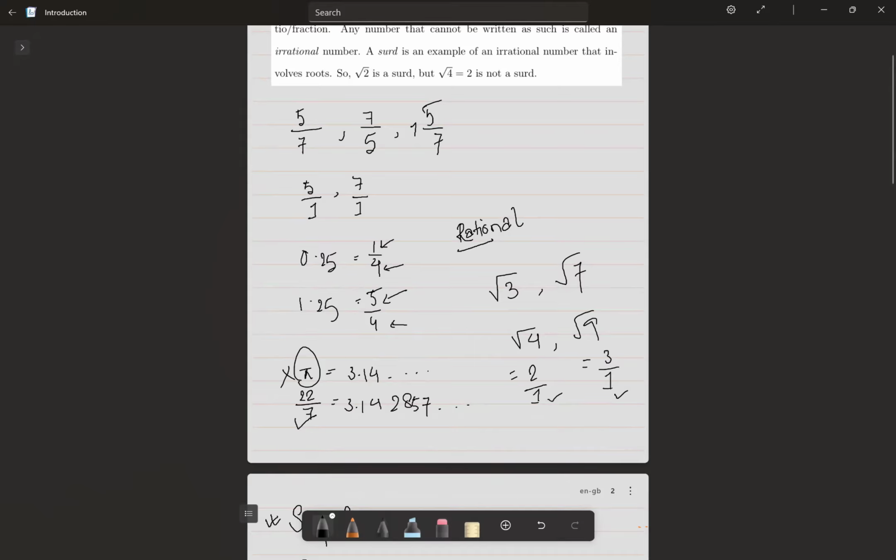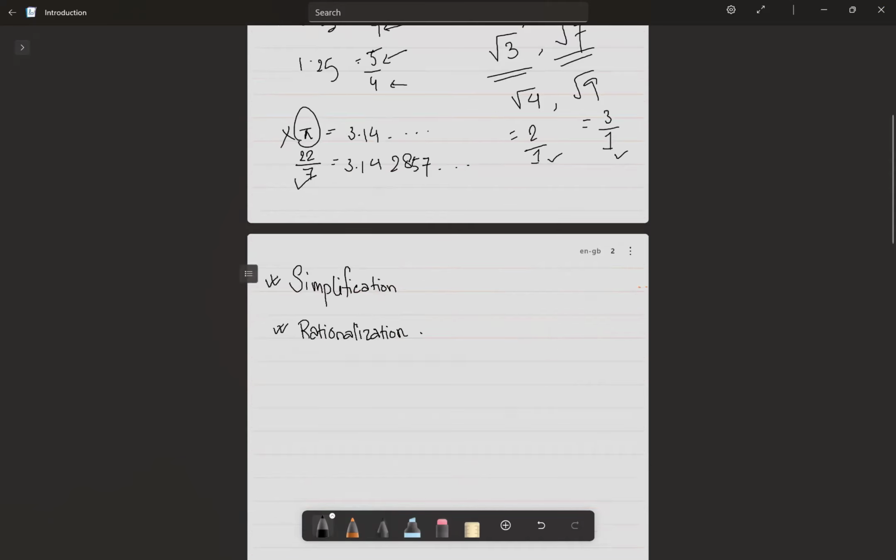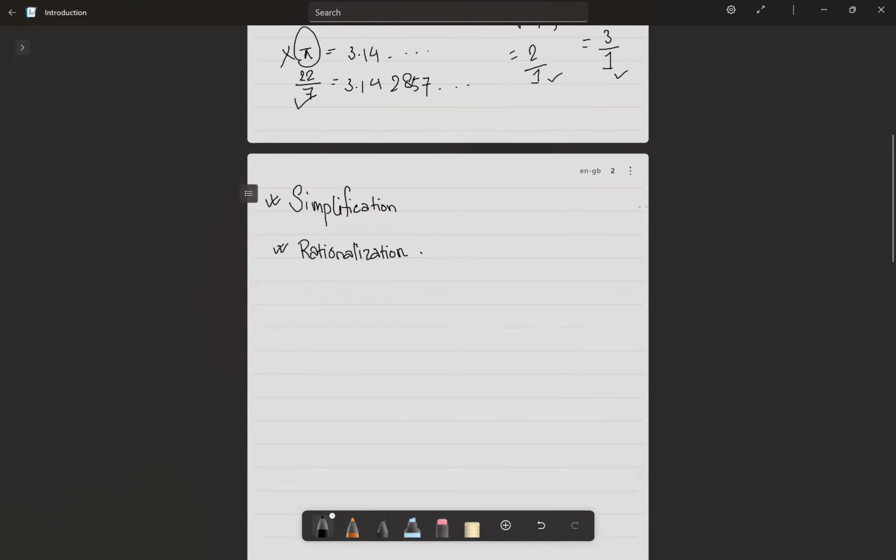So all roots are not irrational numbers. Only roots of numbers which cannot be written as a fraction are called irrational numbers. And these kinds of irrational numbers, these special roots, are called surds. Now for IGCSE, from surds we have two topics in particular. The first one is simplification and the second one is rationalization.